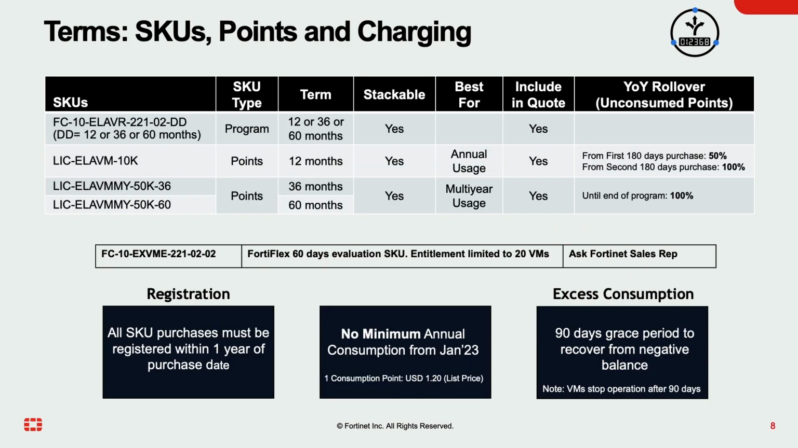For the FortiFlex enterprise use case, a prepaid SKU can be purchased with 12, 36, or 60 months term along with a point pack SKU. Point pack SKUs are purchased in advance. Points are deducted on a daily basis based on resource consumption. Unused points can be rolled over.